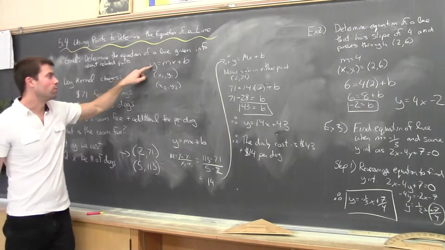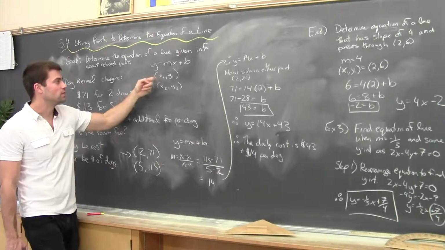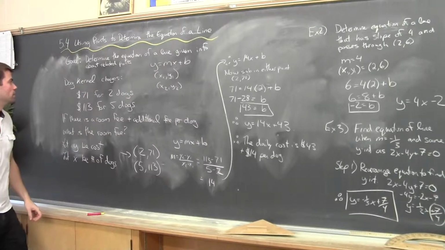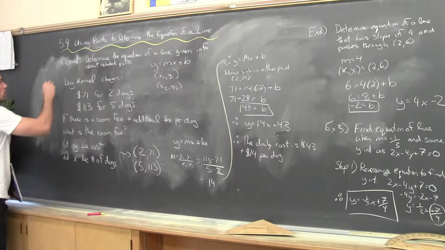So again, we're using the formula y equals mx plus b, and we're given, in this case, 2 points in this section, and then we need to go from having these 2 points back to this equation of a line. So in the first question, this is example 1 on 285.